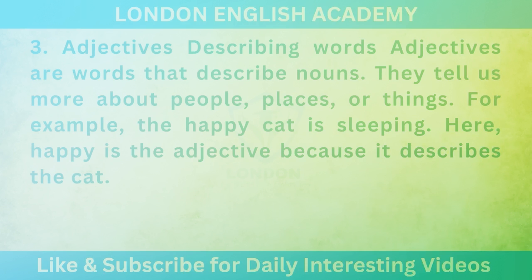3. Adjectives. Describing words. Adjectives are words that describe nouns. They tell us more about people, places, or things. For example, "The happy cat is sleeping." Here, happy is the adjective because it describes the cat.